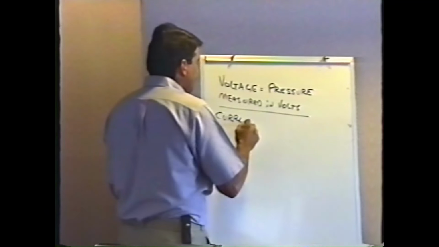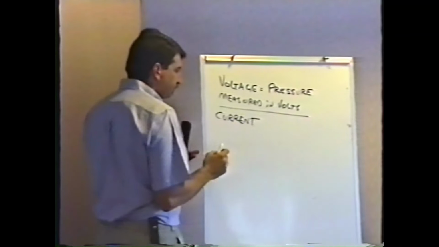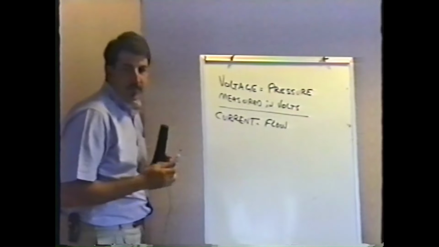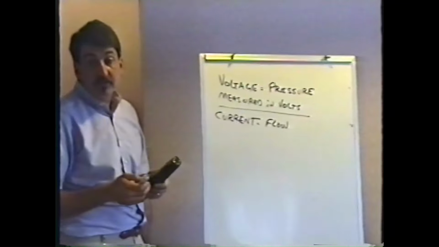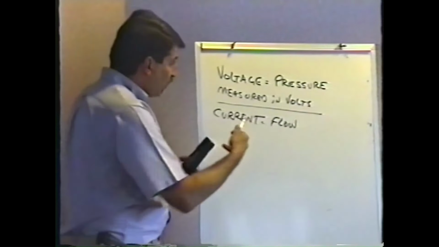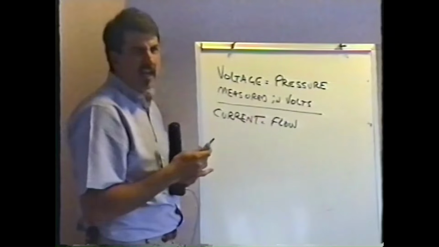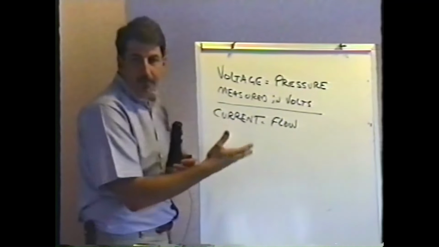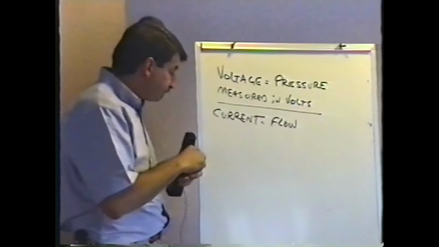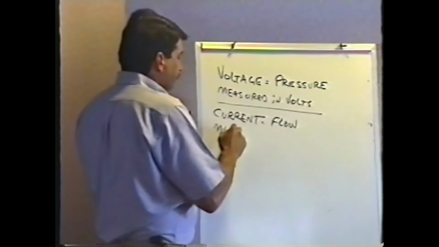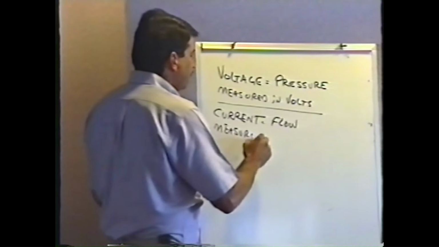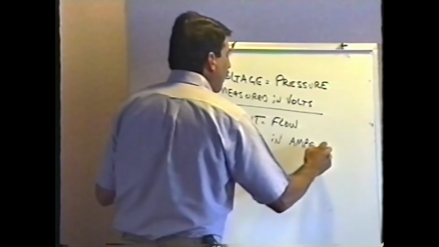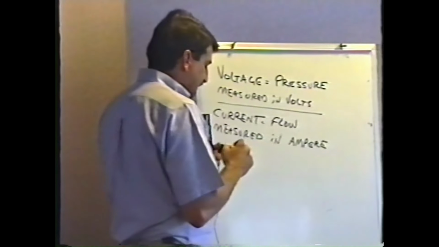The next term is current. Current is defined as the flow of electricity. Just like current in a river is the flow of water in a river, so too the flow of electrons, or actually, since we're talking about conventional current, let's just call it the flow of electricity, is called current. And our unit of current is the ampere, A-M-P-E-R-E.